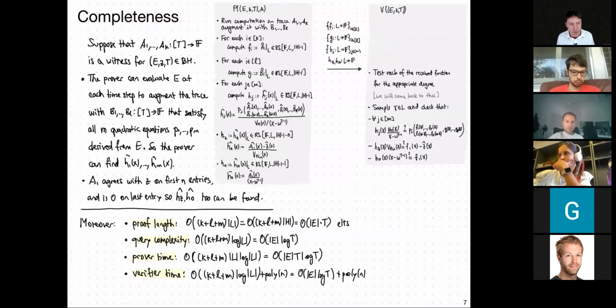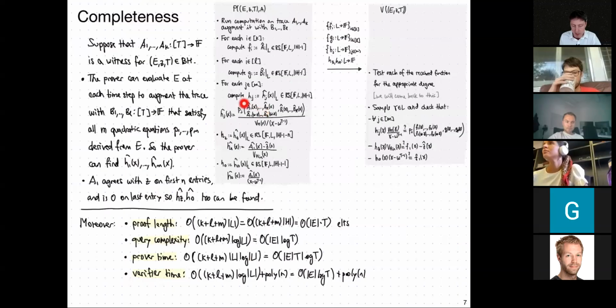How does the verifier evaluate this polynomial in L log L time? Does he use some form of Fourier transform? Wait, sorry, are we talking about the prover or the verifier? The prover. Oh, this L log L comes from FFT, using FFTs, yes.